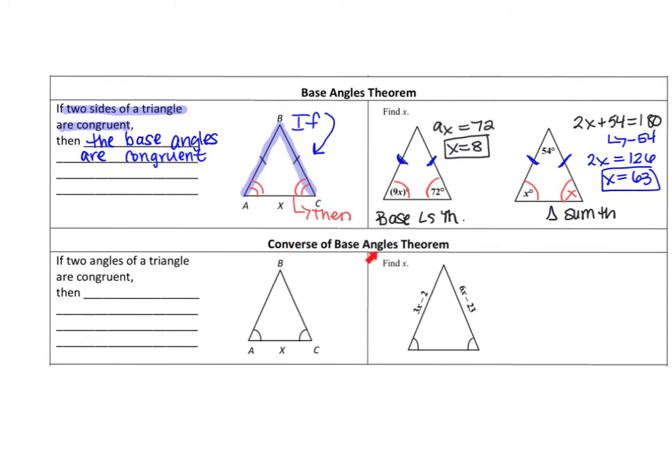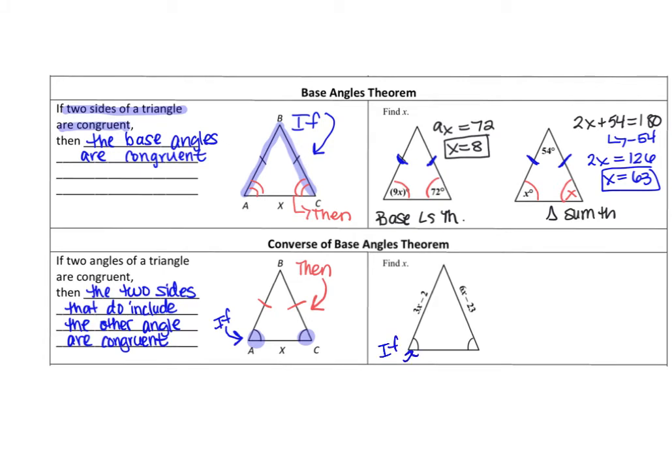For the converse of base angle theorem, if two angles of a triangle are congruent, then the two sides that do include the other angle are congruent. So if I look at this example, it tells me that these two angles are congruent. So if these two angles are congruent, then I know that this side is congruent to this side, and we set those expressions equal to each other to solve for x.